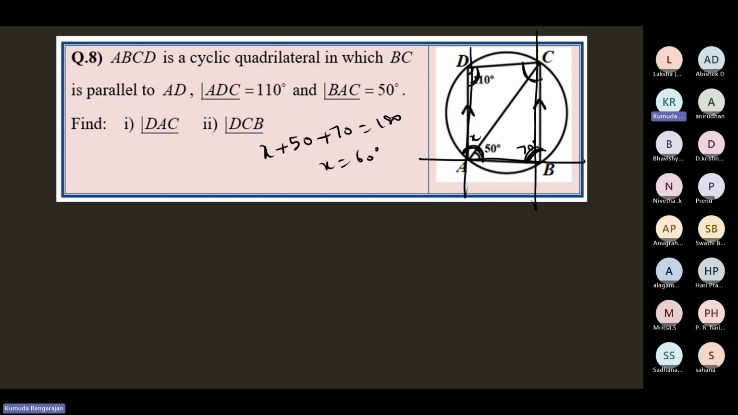Now we can find DCB. This you can find using opposite angle supplementary, or you can use co-interior angle supplementary. Anything.